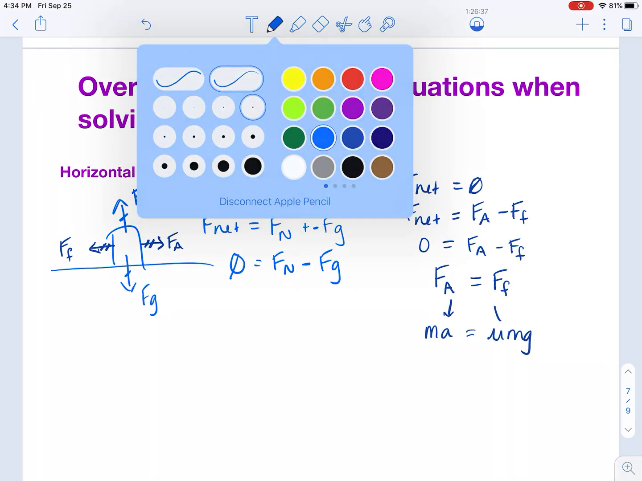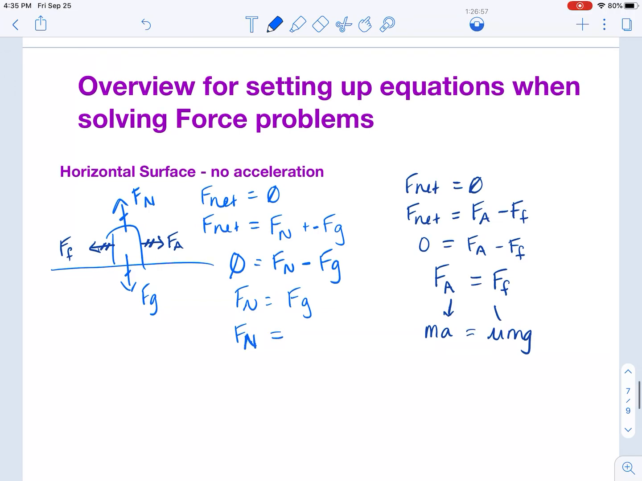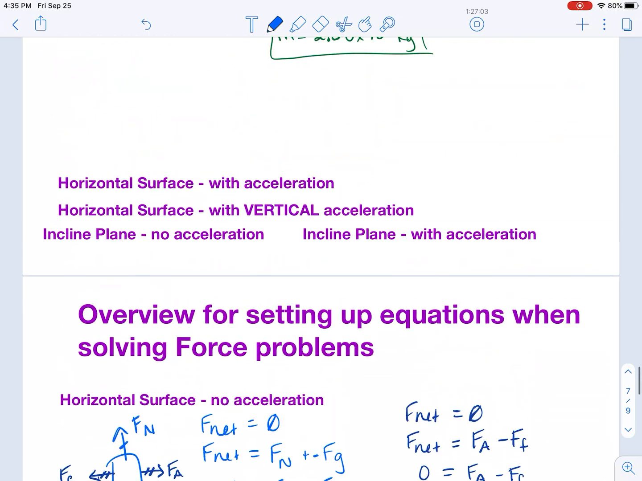In the vertical direction, it works exactly the same way. My normal force is equal to my gravitational force, so my normal force is the same as the weight, which is why a lot of times whenever our formula calls for the normal force, we just replace it with mg, because that's how I calculate the weight of my object, right?